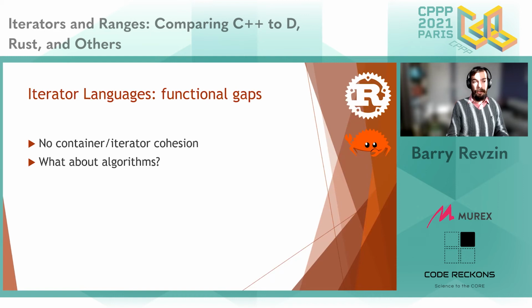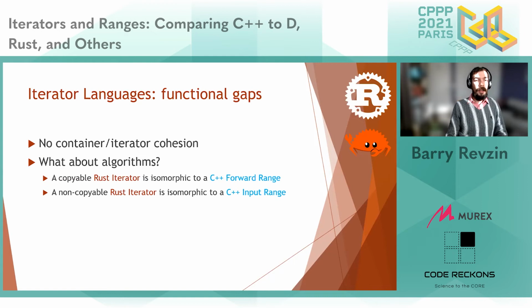So what about other algorithms? Maybe we don't need that kind of cohesion. A copyable Rust iterator is isomorphic to a C++ forward range. This is fairly easy to demonstrate. And if it's non-copyable, it's isomorphic to a C++20 input range. In C++17, input iterators still had to be copyable. We weakened that restriction in C++20. So now even a Rust iterator that isn't copyable can be turned into an input range. And that works just fine. We can demonstrate that isomorphism.